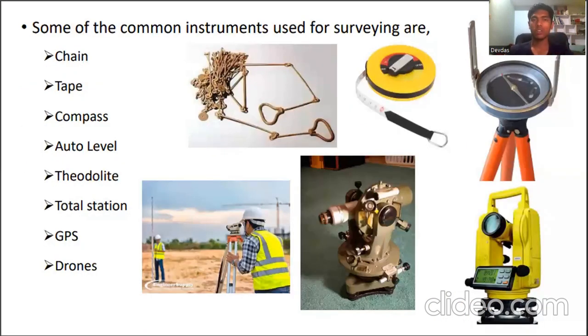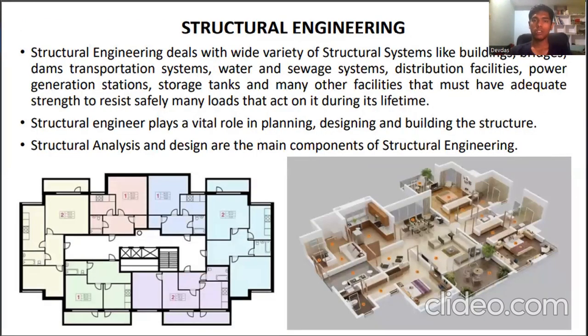Some of the common instruments used for surveying are chain, tape, and compass. These are traditional surveying equipment which were used in historic periods, but now we use theodolite, total stations, GPS, and drones.